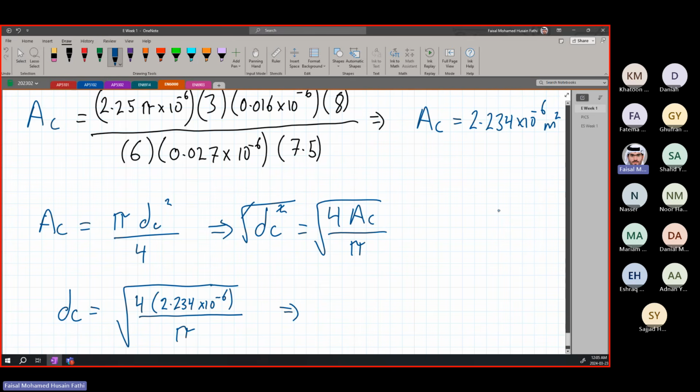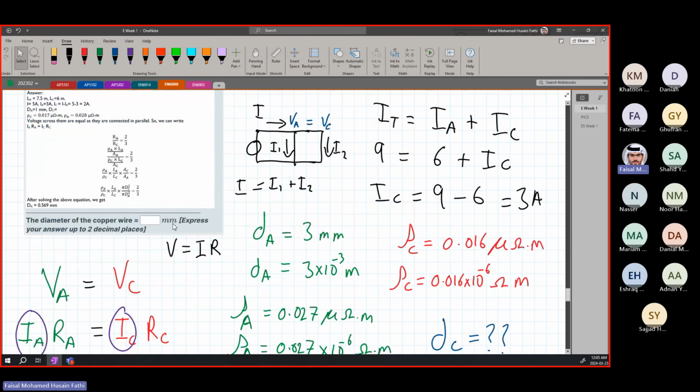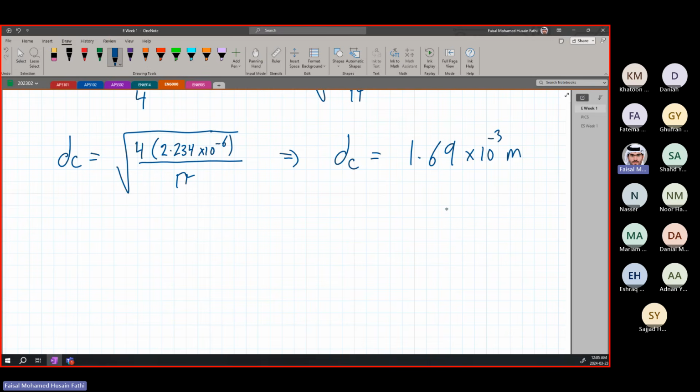Put this into the calculator. DC is going to be equal to 1.69 times 10 to the power minus 3 meters. Now keep in mind, when we go back to the question, it says to answer up to 2 decimal places, and it wants the answer in millimeters. So we're going to have to convert this back into millimeters.